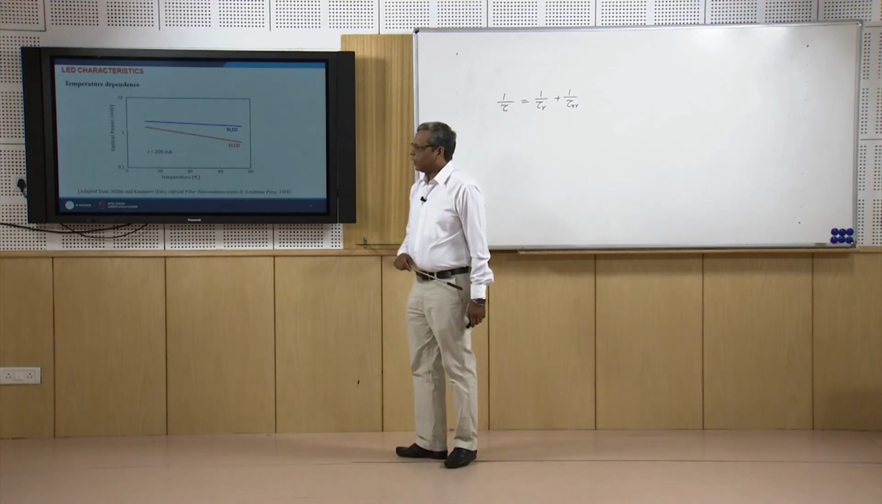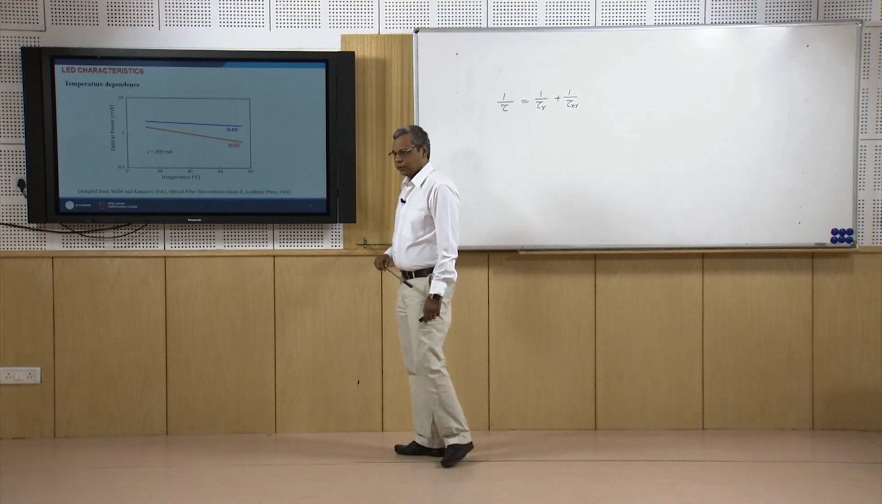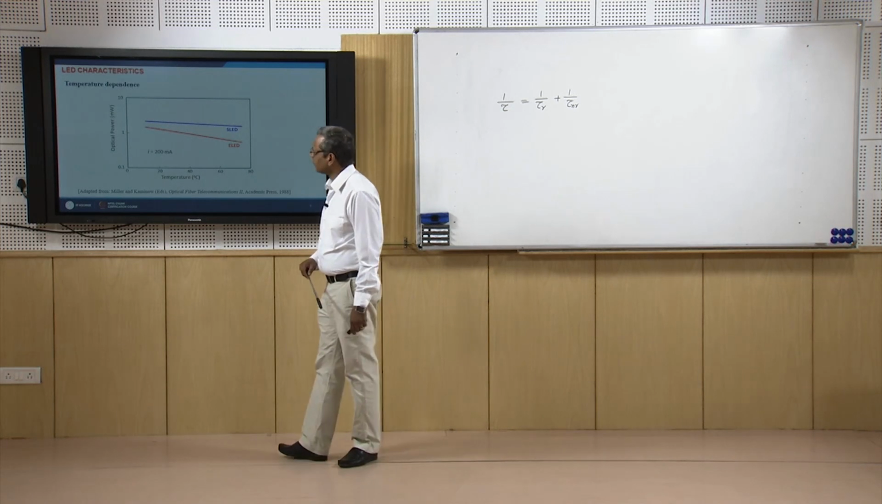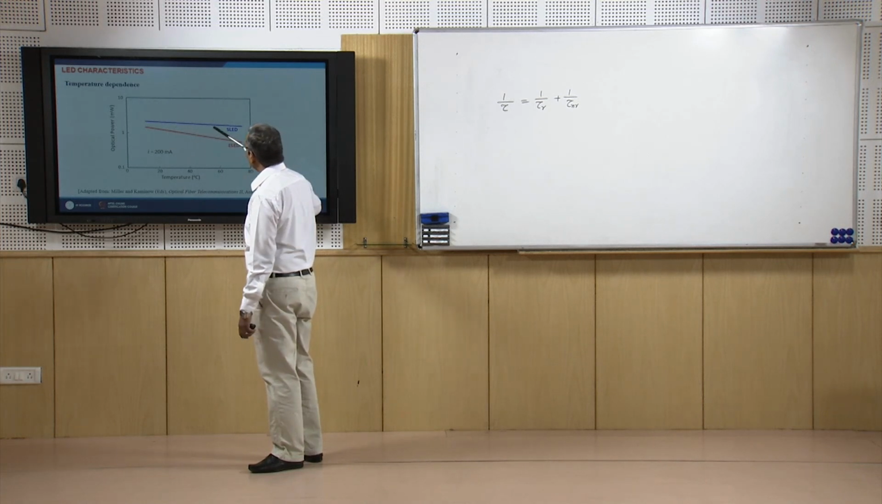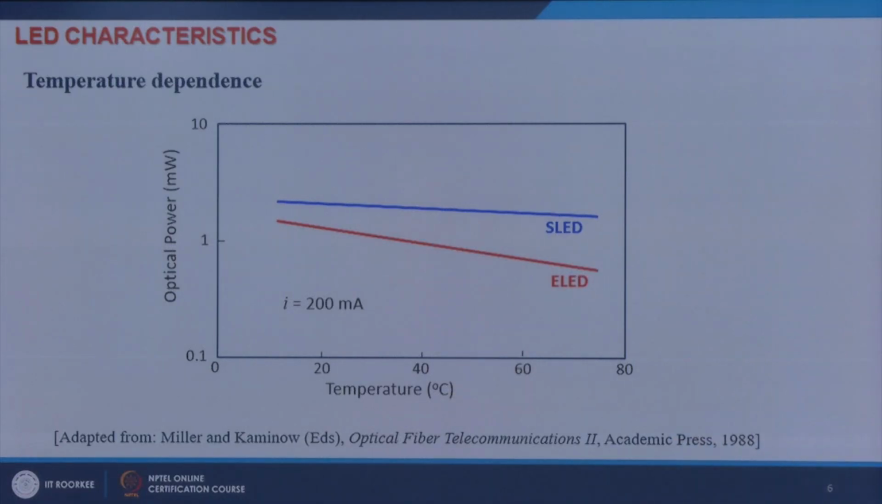What happens if I change the temperature of an LED? If I change the temperature, then I see that the output power will slightly decrease, and this decrease is more prominent in edge emitting light emitting diodes as compared to surface emitting light emitting diodes.